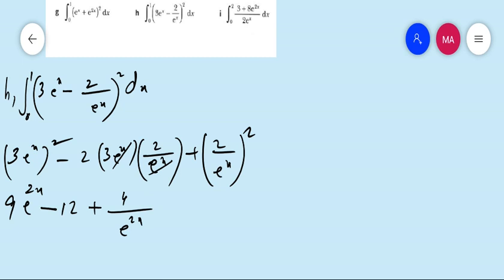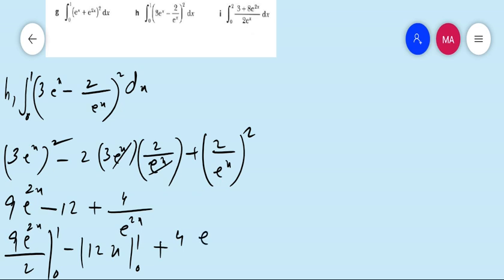Now integrate. 9e²ˣ integration is e²ˣ upon 2, limit 0 to 1, minus 12 dx, it will be x from 0 to 1, plus 4e⁻²ˣ, integration of e⁻²ˣ is e⁻²ˣ upon minus 2, limit 0 to 1.